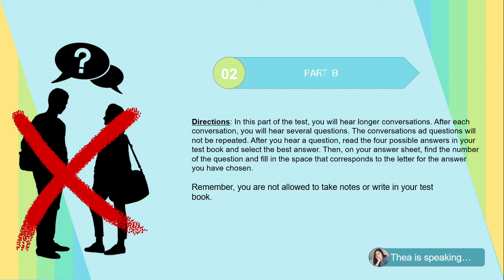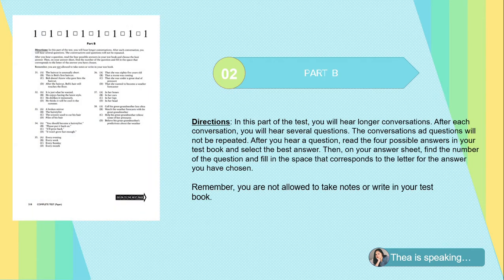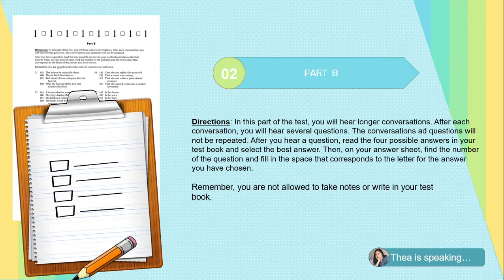After you hear a question, read the 4 possible answers in your textbook and select the best answer. Then, on your answer sheet, find the number of the question and fill in the space that corresponds to the letter of the answer you have chosen. Remember, you are not allowed to take notes or write in your textbooks.